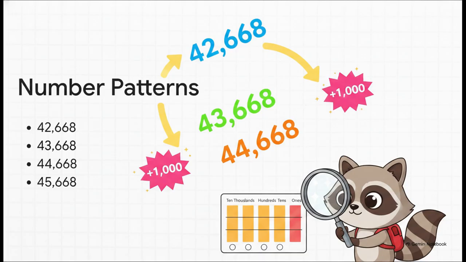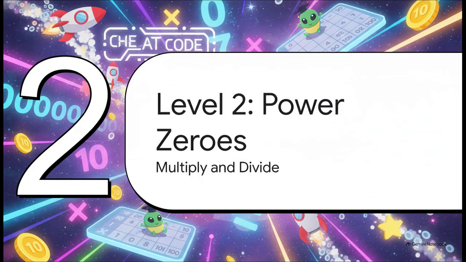Because you understand place value, you don't even need to calculate the whole number to see what's happening. You can just isolate the digits and see right away that the thousands digit is increasing by exactly 1 each time. You're just adding 1,000 at every single step. That is the true power of understanding structure. Awesome job. Now let's blast into level 2, power zeros.